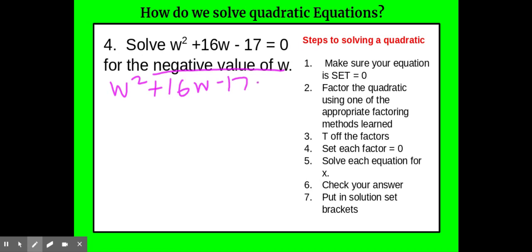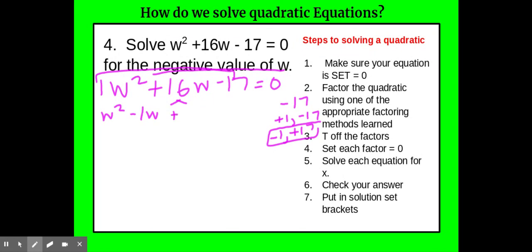This is a trinomial, so we're going to group it. So we're now going to put our coefficient there. We're going to multiply it with negative 17. So the factors of negative 17 are positive 1, negative 17, negative 1, positive 17. So which one there will give me my positive 16? That will be those two. So I bring down my w squared. I separate the 16w to minus 1w plus 17w. Bring down your minus 17 and your equals 0.